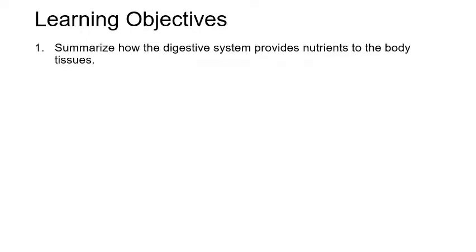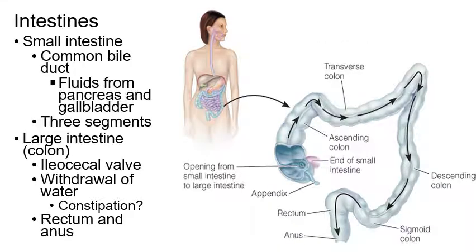Learning objectives. Summarize how the digestive system provides nutrients to the body tissues. Intestines. There's the small intestine and the large intestine. The large intestine is also called the colon. That's the other name for it. The small intestine has the common bile duct. Fluids from the pancreas and the gallbladder come and say, hey, here's our fluid, small intestine.